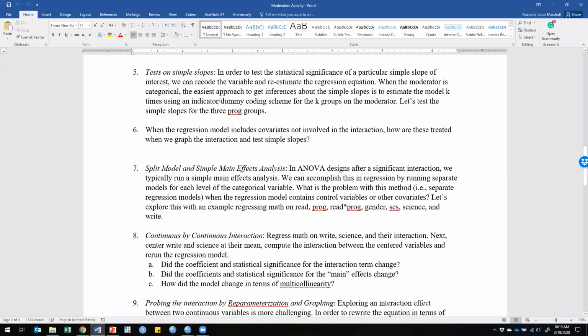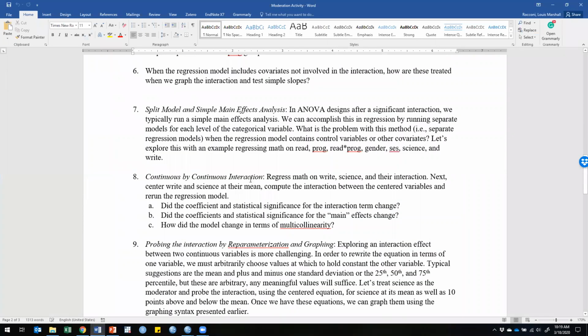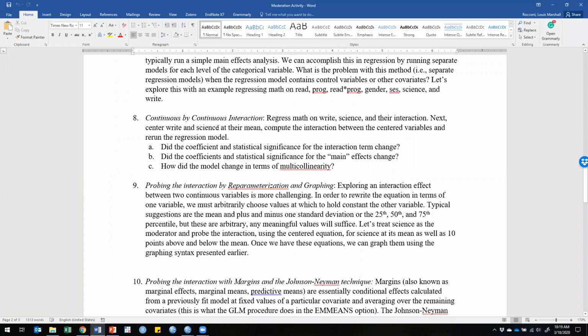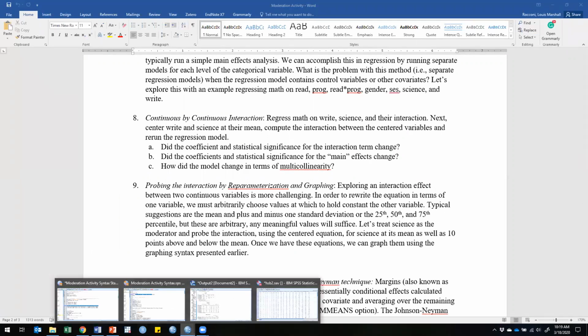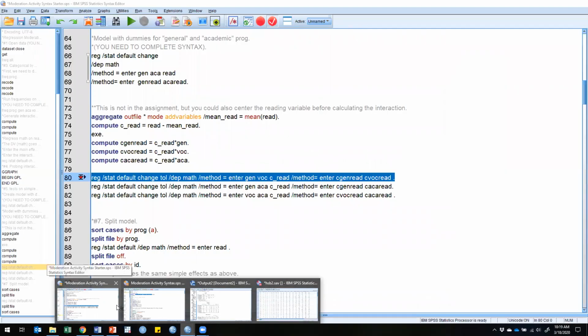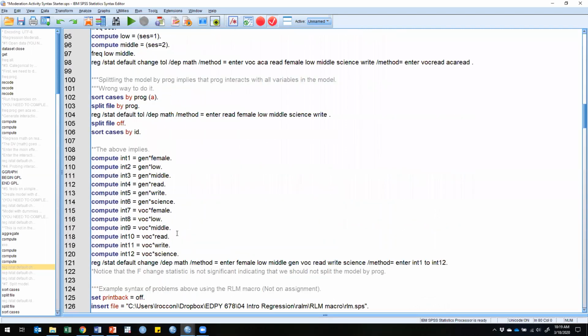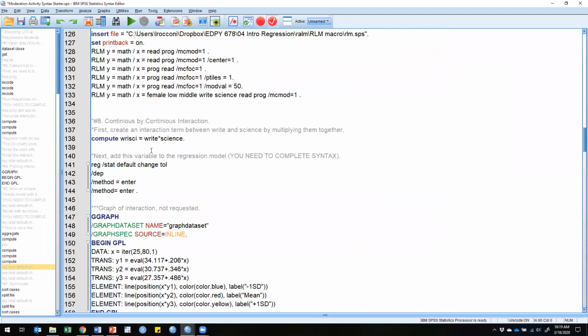All right, let's go back to the assignment. I'm going to let you work number 7 on your own, and we're going to talk a little bit about continuous by continuous interaction. And so we're going to follow the same steps. Here we want to regress math on writing and science and their interaction. And then we're going to center both writing and science, compute their interaction between the centered variables, and rerun the regression model. So I'm going to let you play around with both of those. Number 7, I'll let you compute those.